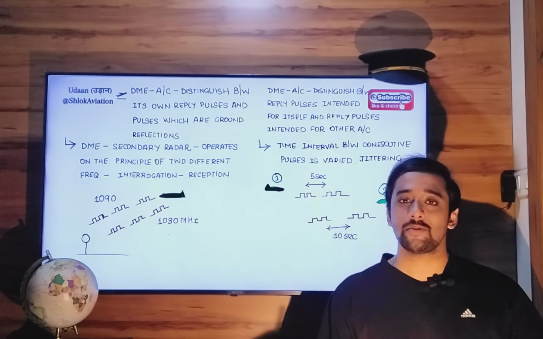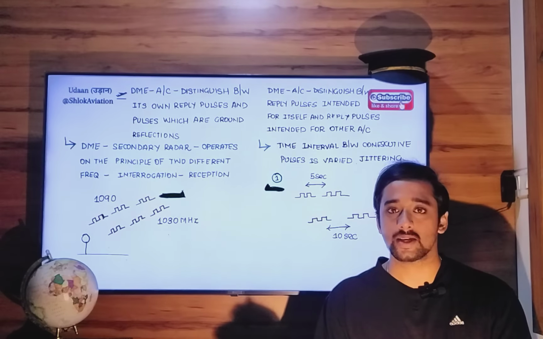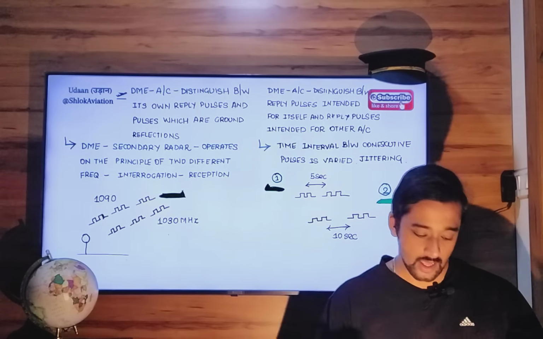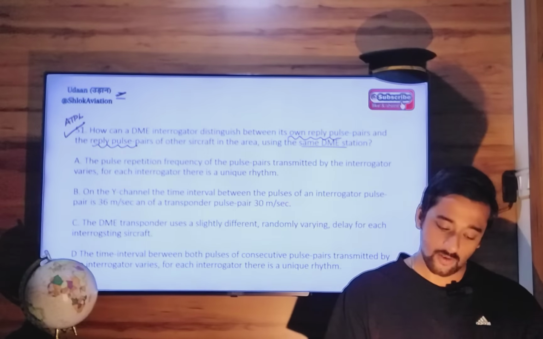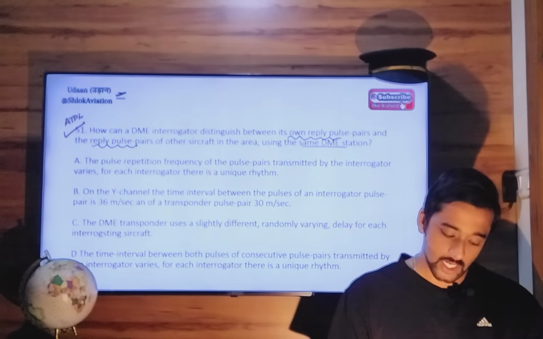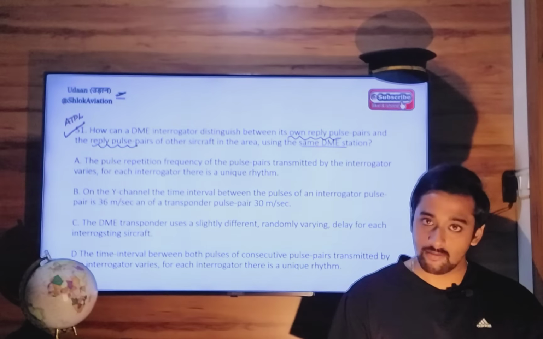So this is how it is able to identify between its own pulse pairs and disregard any other pulse pairs which are irrelevant. So the correct option here will be: the pulse repetition frequency of the pulse pairs transmitted by the interrogator varies. For each interrogator there is a unique rhythm.